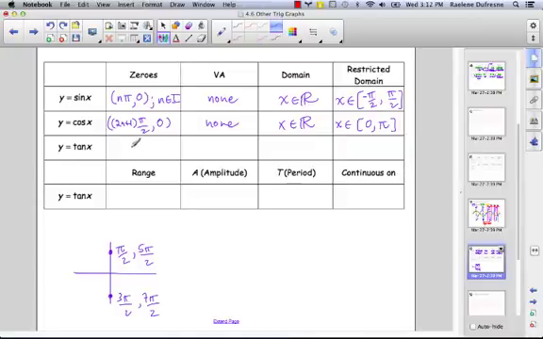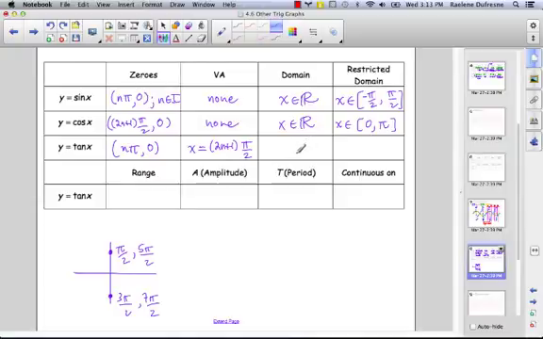Now, to take a look at the zeros of tangent, tangent does have x-intercepts or zeros. They are the same as the sine function's x-intercepts, so n pi comma 0. And tangent also has vertical asymptotes. Because tangent is a quotient, whenever the denominator only is 0, tangent will be undefined. So tangent has vertical asymptotes at the odd pi by 2's.